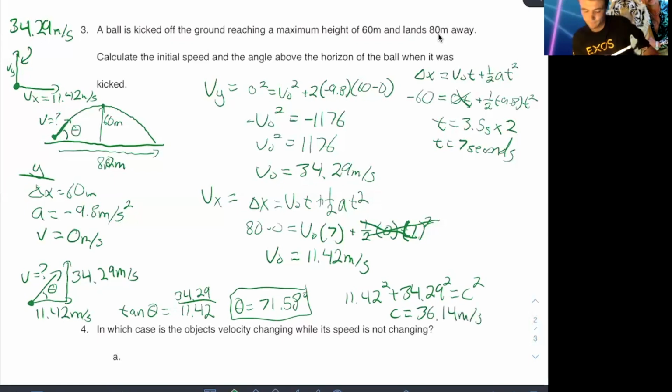36.14 meters per second. Should be around that. Okay, cool. So that's number 3. Sorry, that took a while.